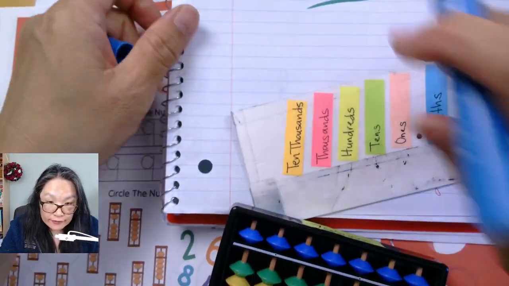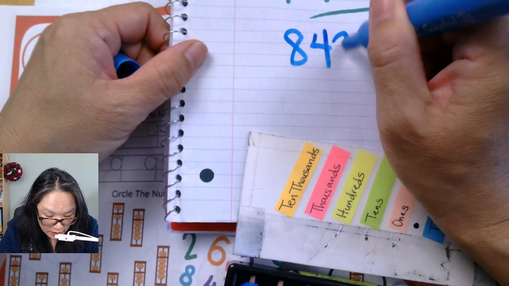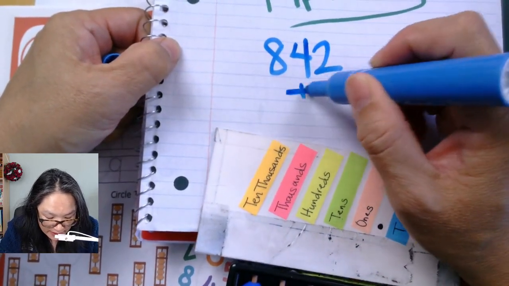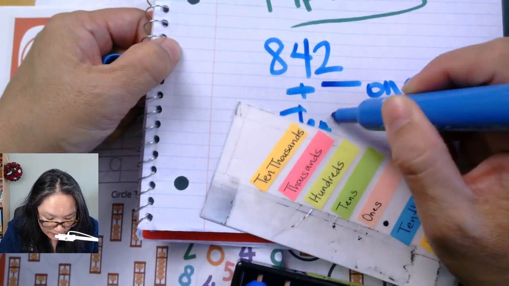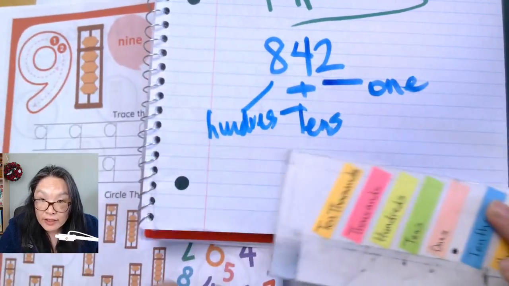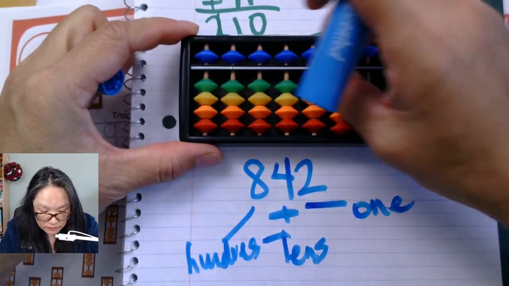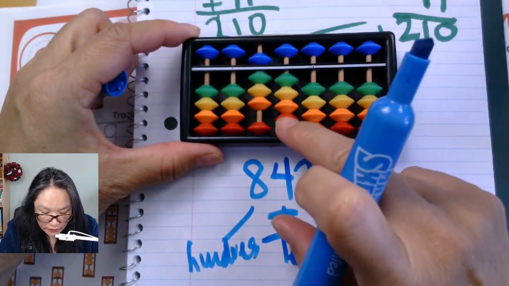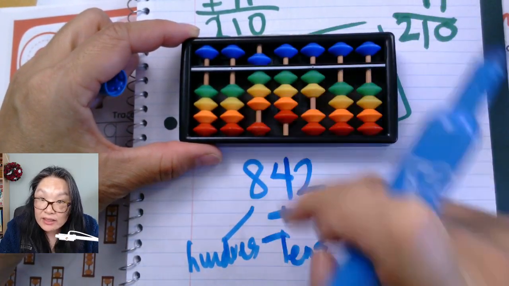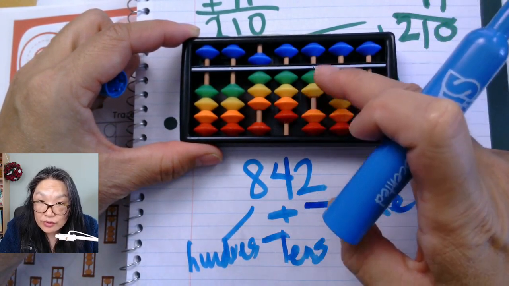842. Remember that this is my ones, right? This is my tens, and then this is my hundreds, right? So when I look, I have 842. So I have 8, 5, 6, 7, 8, 4, 1, 2, 3, 4, and 2, 1, 2.